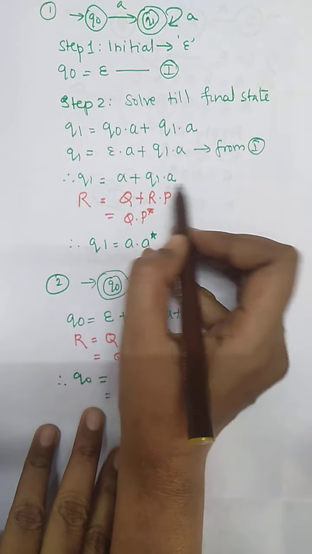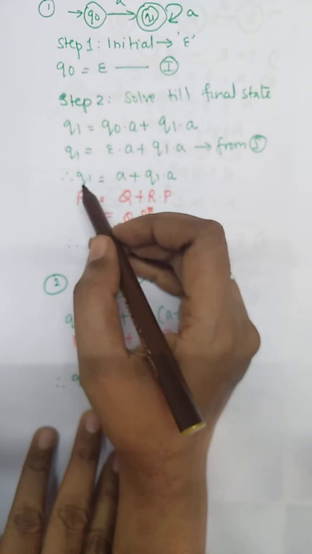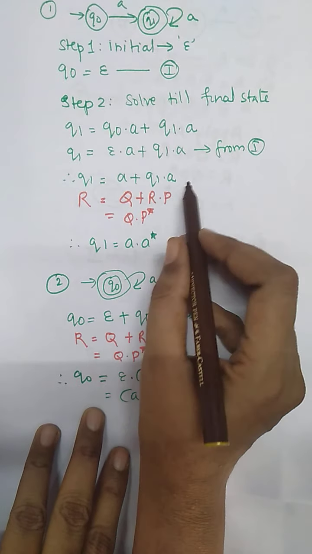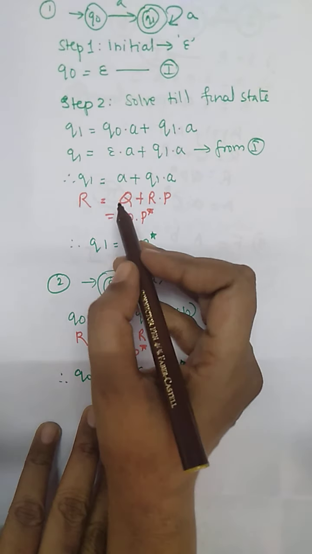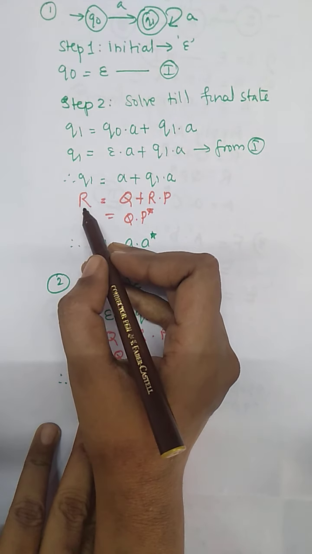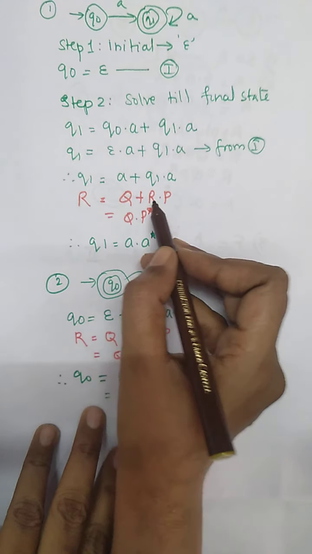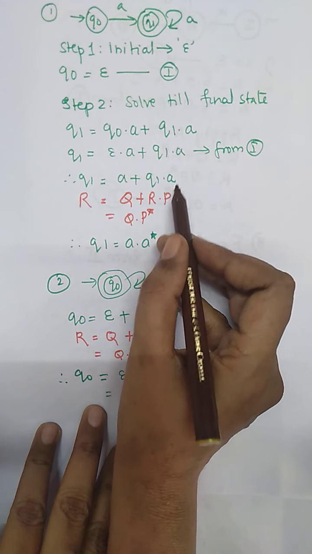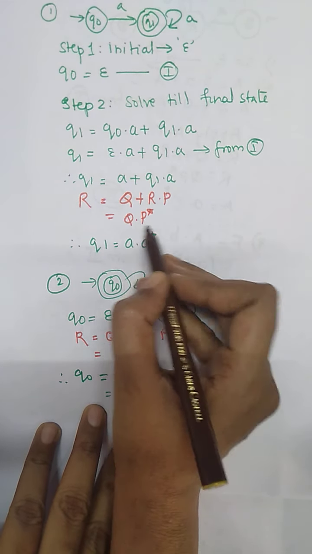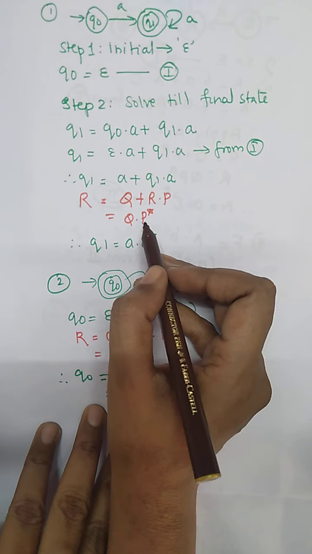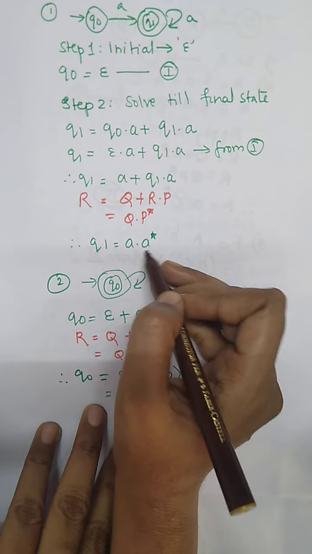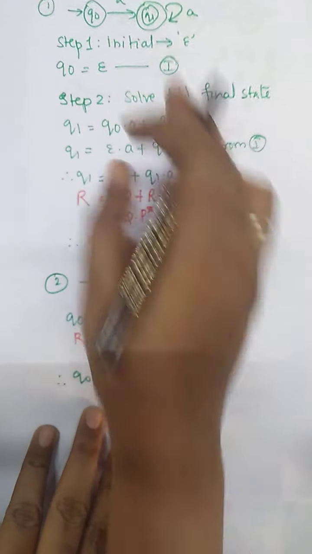Now we can find out whether we are having the matching requirement of Arden's theorem. If yes, apply Arden's theorem here. So it will become what? R is your Q1, which is a state, Q is your input symbol, R is again Q1, which is a state, and P is your input symbol. I can reduce this to Q dot P asterisk. Q is A, P is this A. So A dot A asterisk will be the regular expression for this DFA.